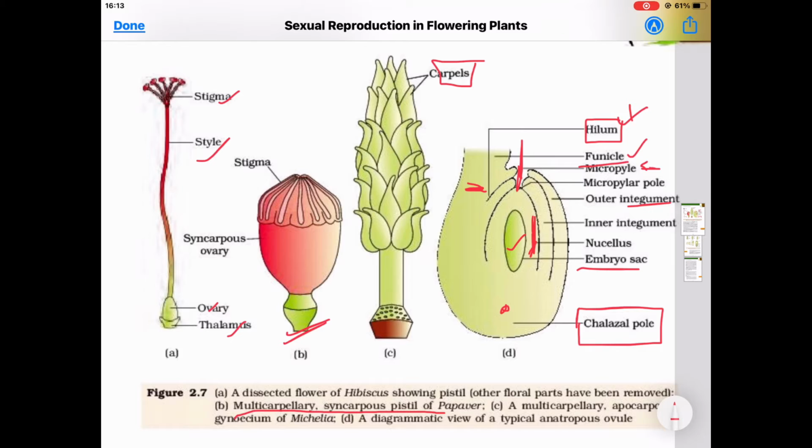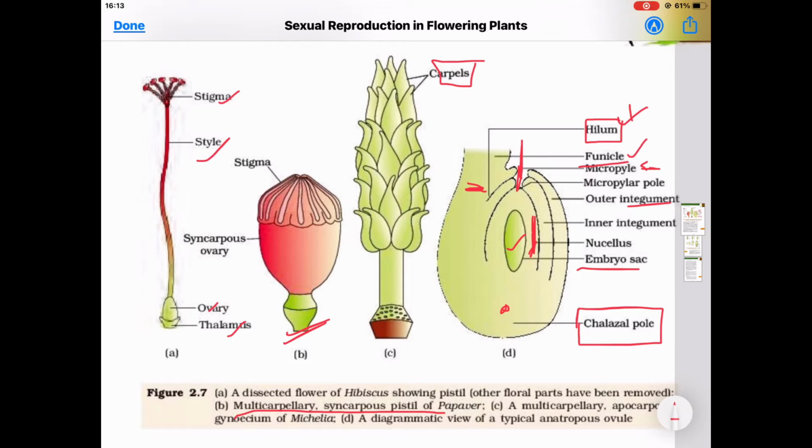In the ovule, two integuments are present, outer integument and inner integument. Inside the integument, nucellus, these cells are present. Few cells are present which provide nourishment to the embryo. Then embryo sac where egg is present. Opposite the micropyle is chalazal end, that is the basal part.